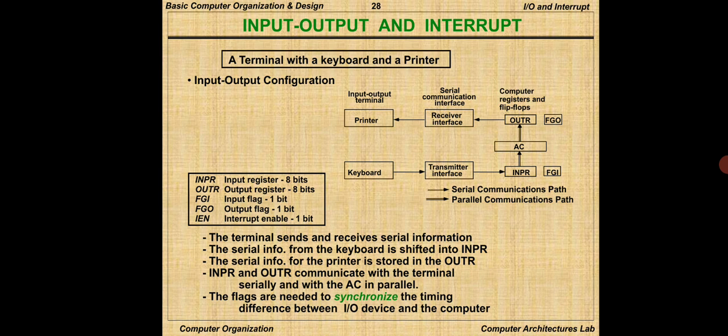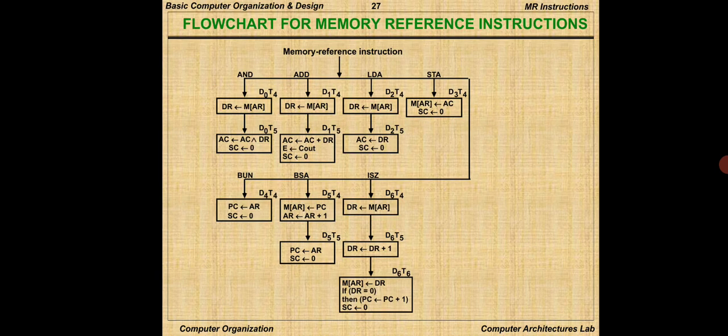In the next class, we'll see the IO and register reference instructions and the interrupt cycle. By that, we will finish the first part of our second unit, the hardwired control unit part. The next important part of the second unit is the microprogrammed control unit, which we will see in the coming classes. For today, we will wind up our session with the memory reference instructions. Thank you.